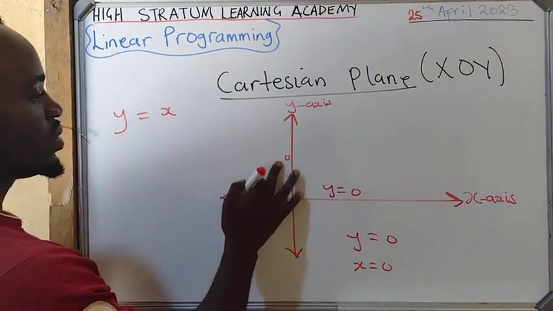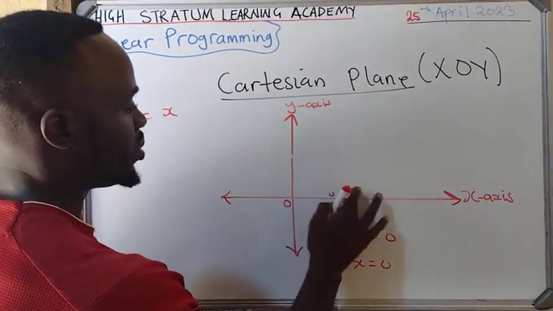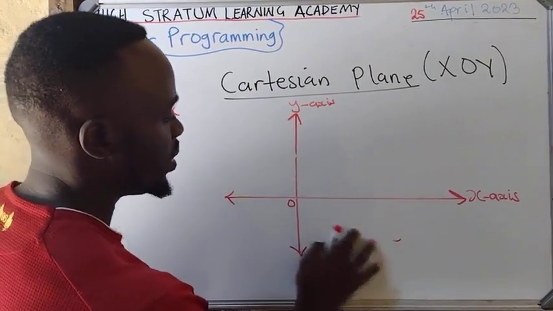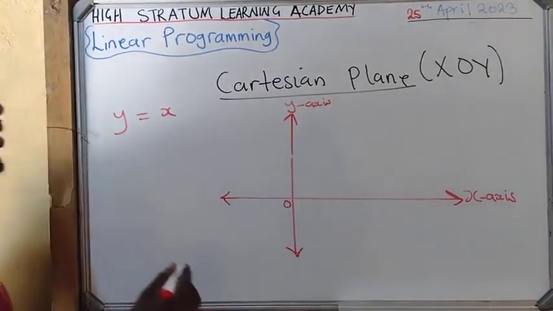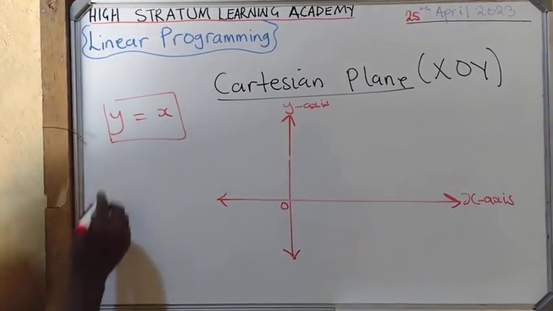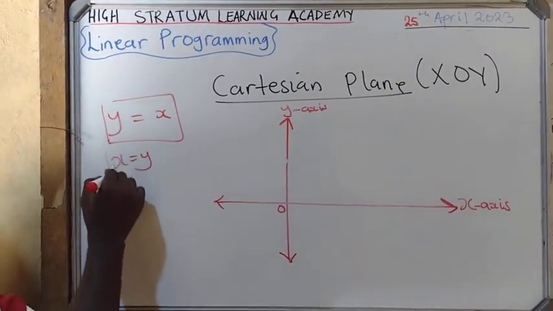So now let's look at another property which is on this Cartesian plane. What property is that? This is the property where we have y equal to x, or x equal to y.